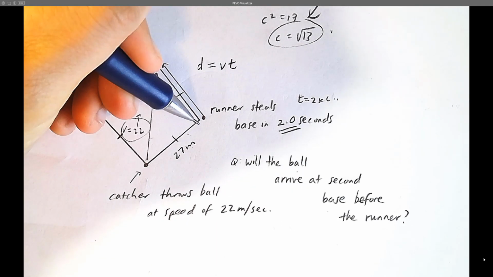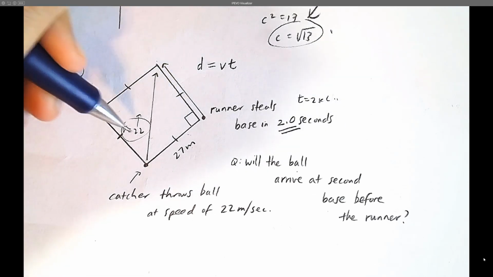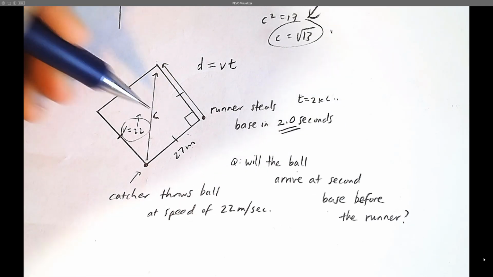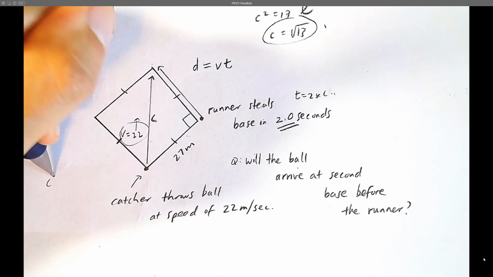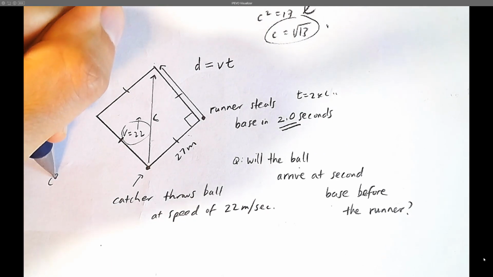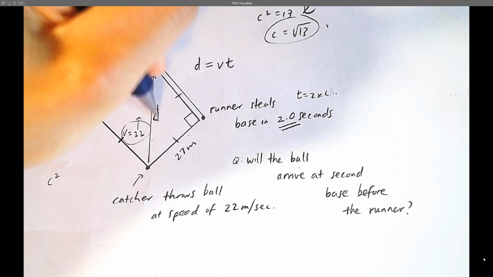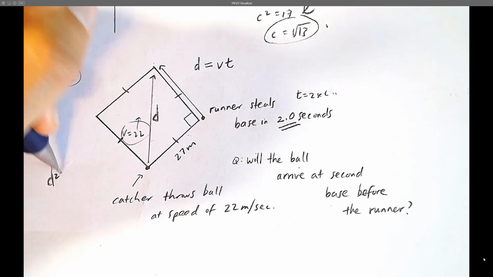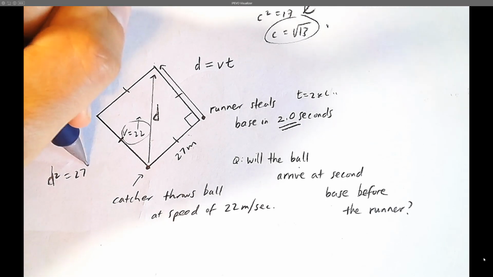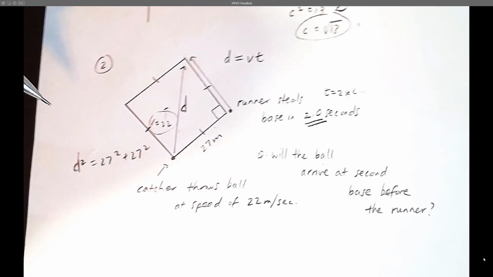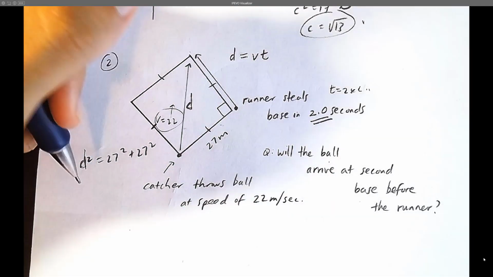So this is 27, 27. This is a right angle. We're going to try to figure out the hypotenuse, C, which happens to be the distance. I'll just call this D. We'll say D squared equals 27 squared plus 27 squared. You might want to use a calculator here.